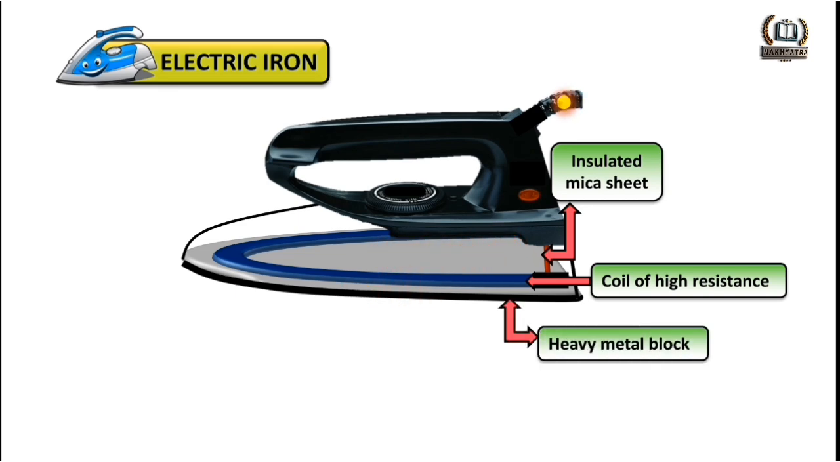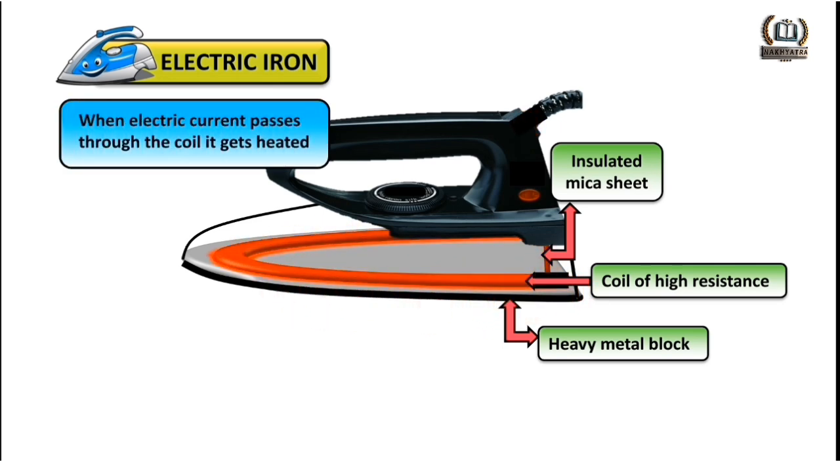Below this coil there is a heavy metal block, at the very bottom portion. Now see here, when electric current passes through the coil it gets heated. So when electric current passes through the iron, the coil becomes hot, and thus the metal block becomes hot and we can use the iron to press our clothes. Clear everyone?